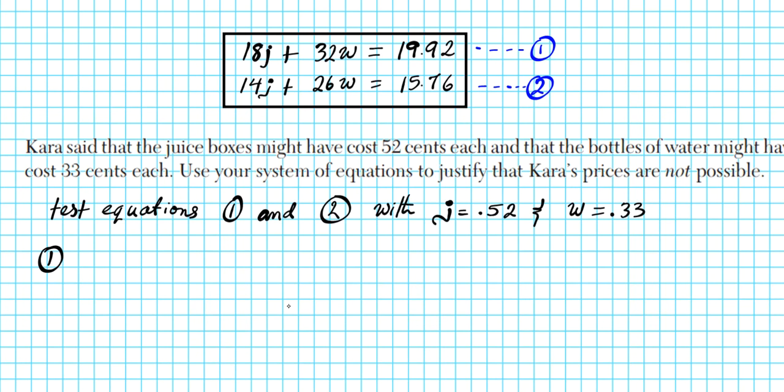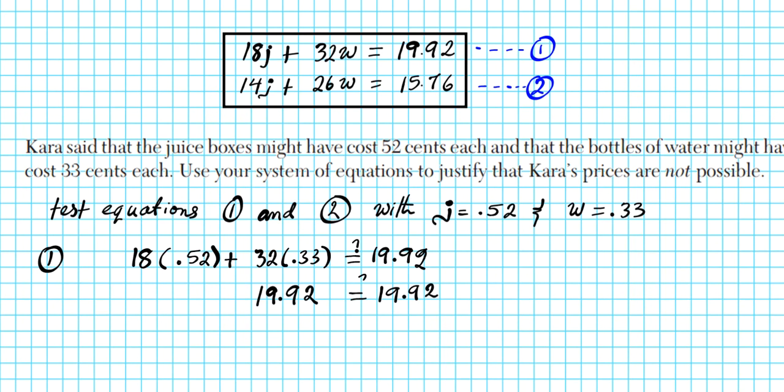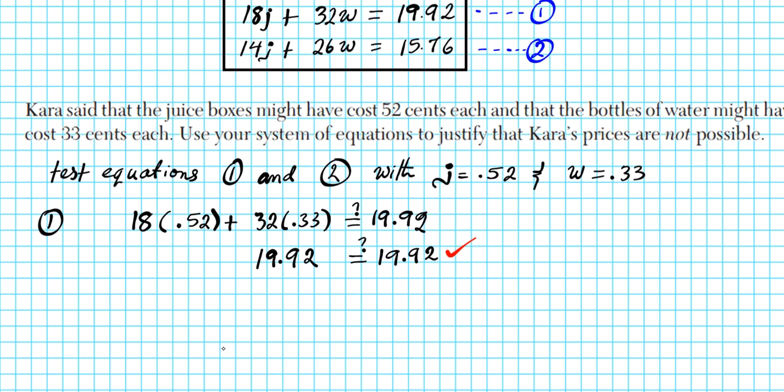So we're going to substitute these values into equation 1. So we have 18 times 0.52 plus 32 times 0.33. Is it equal to 19.92? That's the question. If you plug it into your calculator and do the calculations, you get 19.92 equals 19.92. Is that true or false? That is very true. So the solution has to satisfy both equations. Satisfying one is not sufficient. So we also have to test the second equation.